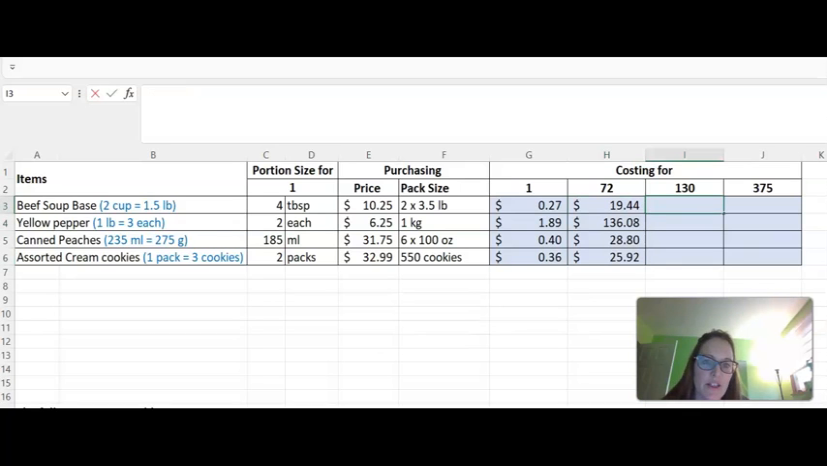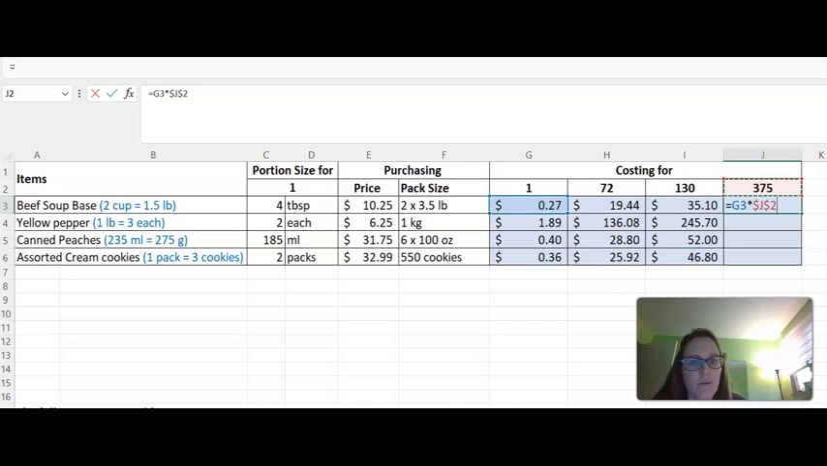For our 130 portions now, we have to do our equal sign, and we again click on our 27 cents, and then we're going to multiply that by our 130. And then of course we still have to do our absolute cell referencing, and then we're going to press enter, and we have $35.10, and we're going to bring that down. For our 375 servings, we're doing our equal sign, and then we're going to again click on our 27 cents, and we're going to multiply by our 375, and we can't forget the absolute cell referencing, and then we're going to press enter, and we are going to bring this down.